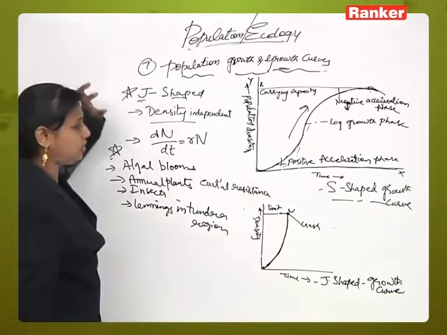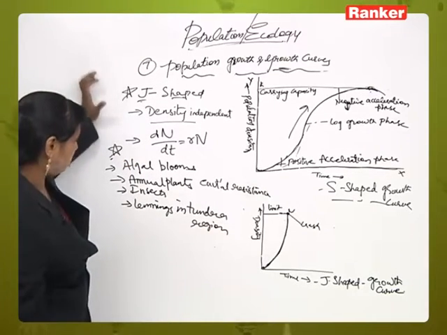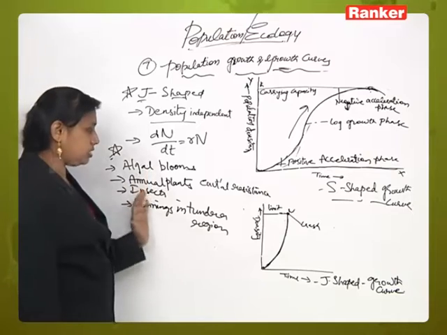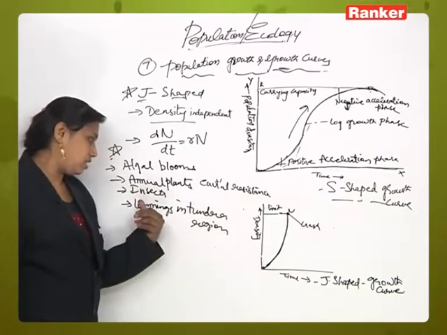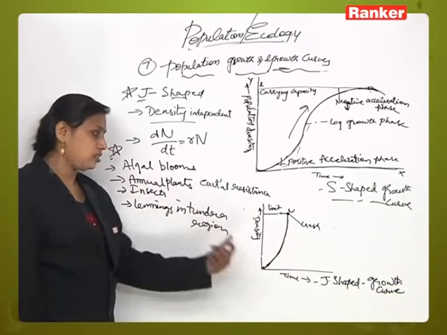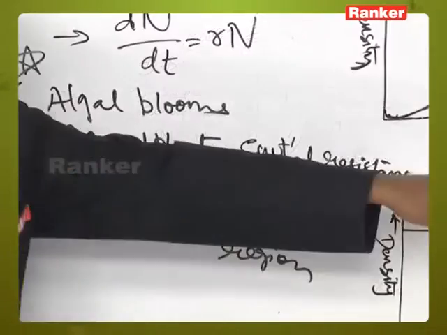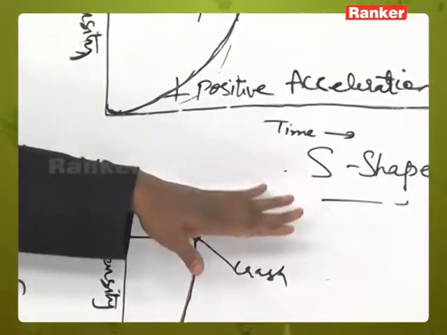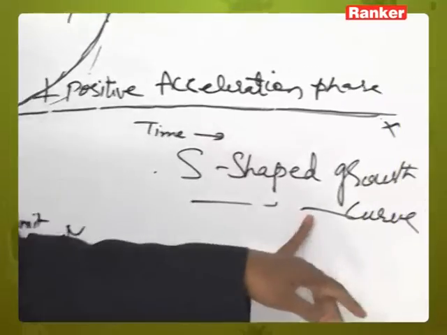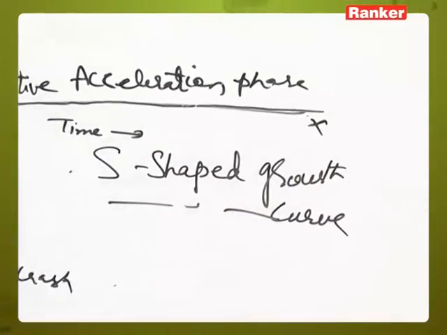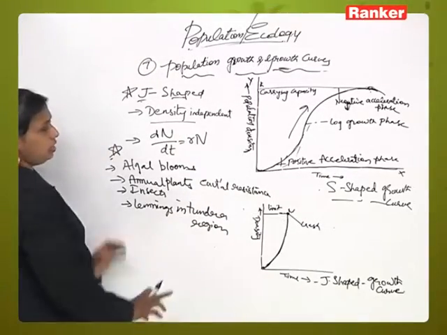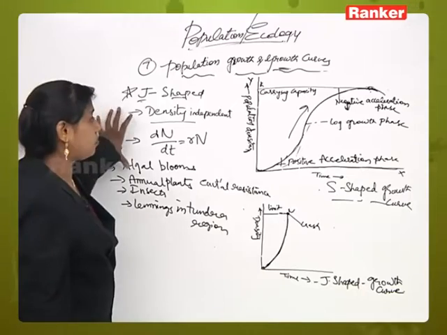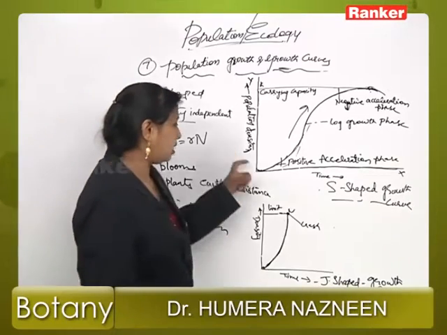So they will ask a question, for example, in algal blooms, which type of growth curve is seen? In insects, what type of growth curve is seen? J-shaped. And for plants belonging to the laboratory or all those microorganisms, which type of growth curve is seen? That is S-shaped. So this ends your growth curves. This is a very important topic to be taken into consideration.